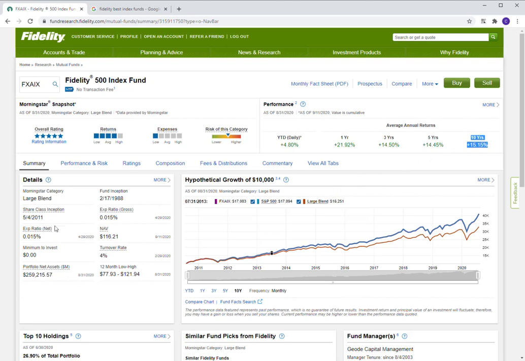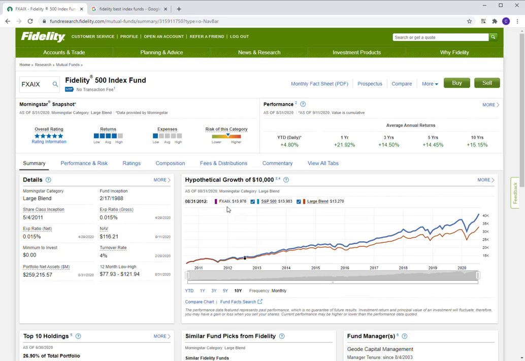So not too bad. Down here in the middle left are going to be some details about the fund. So how old the fund is, that's something that you're going to want to pay attention to. Newer funds you might associate with a little bit more risk. The expense ratio, again, real cheap, 0.015% for this FXAIX fund. Not too shabby at all. It's hard to get much cheaper than that other than zero, and Fidelity does have some zero funds, by the way. And here to the right is the hypothetical growth of $10,000.